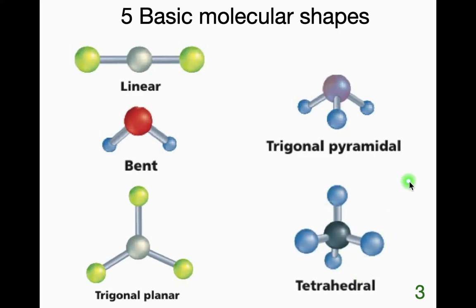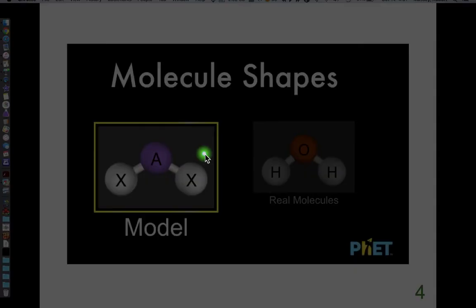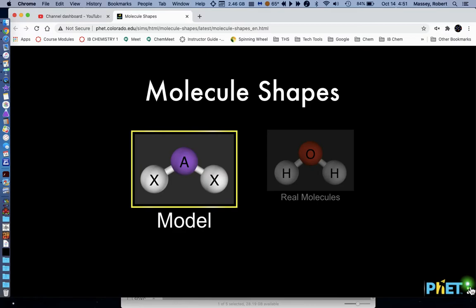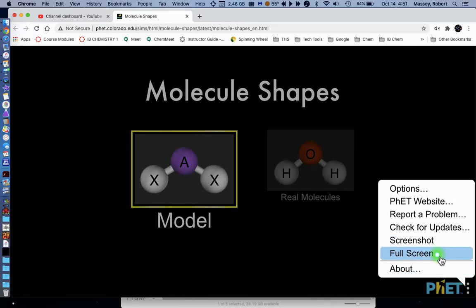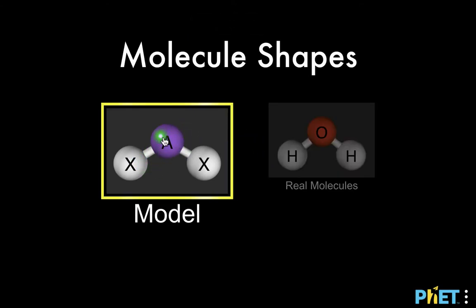I'm going to show you a handwritten video on how to best draw these shapes. But before I do that, I want to show you this simulator. You're going to be using this after you take the notes to do a little virtual lab. This is a PhET simulation. And let me go to full screen here. And it's pretty cool. Now we're going to be using the model here. You can play around with the real molecules later.